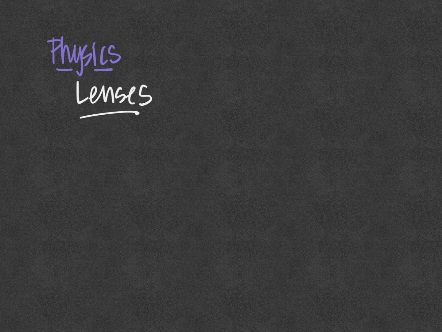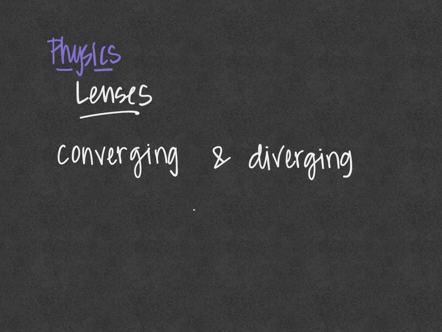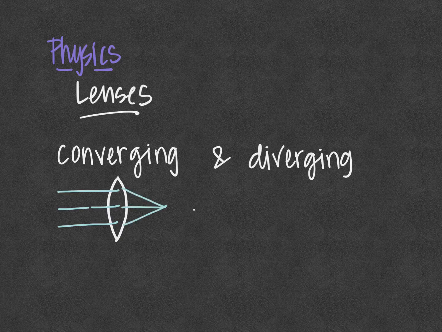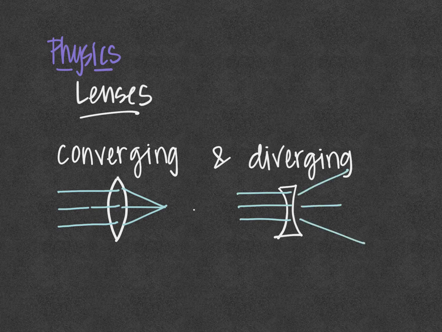Let's look at lenses, diverging lenses. This description is given based on how the rays behave. Converging lenses generally cause the rays to move together and converge, and a diverging lens would cause the rays to move apart or diverge. So let's look at converging first.